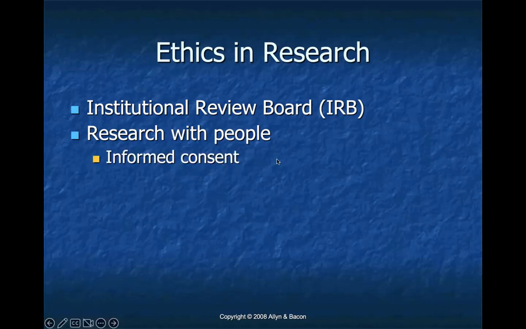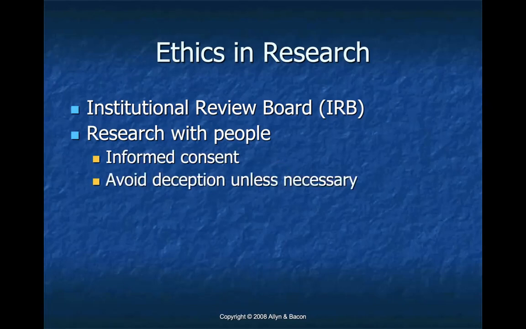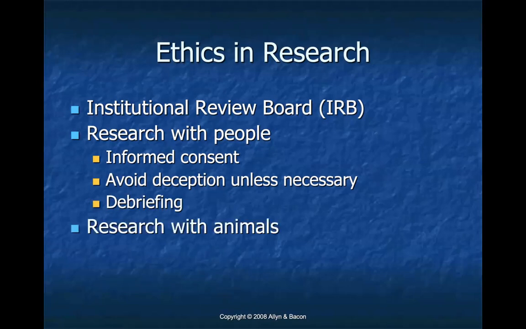Research with people, you have to have informed consent. If it's with children, you would also need their parents. There's more than one parent, both parents. You're to avoid deception, but pay attention to this last line, unless necessary. So you are permitted to deceive someone, but notice what came next. You have to debrief them. You have to tell them what the research was, why you did it, and you have to make sure that they're okay.